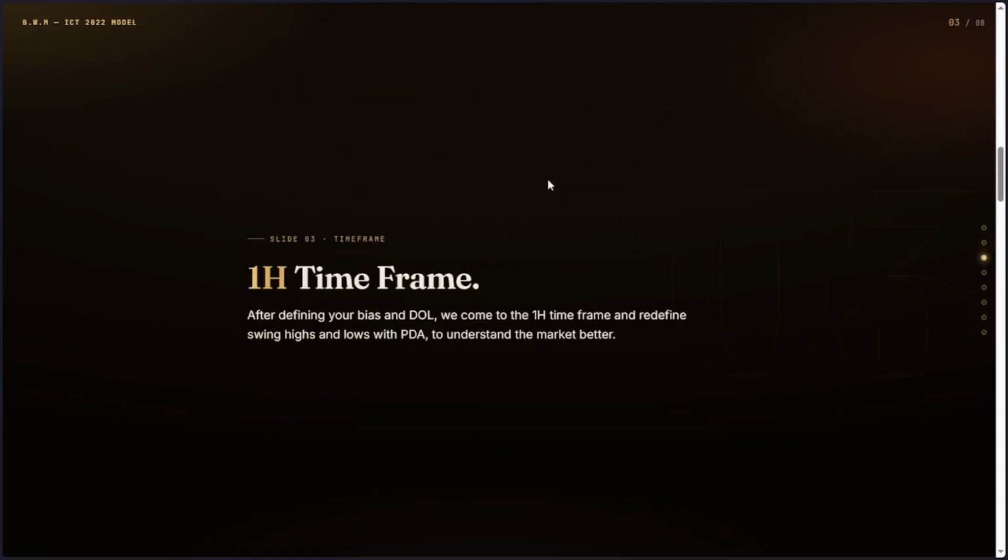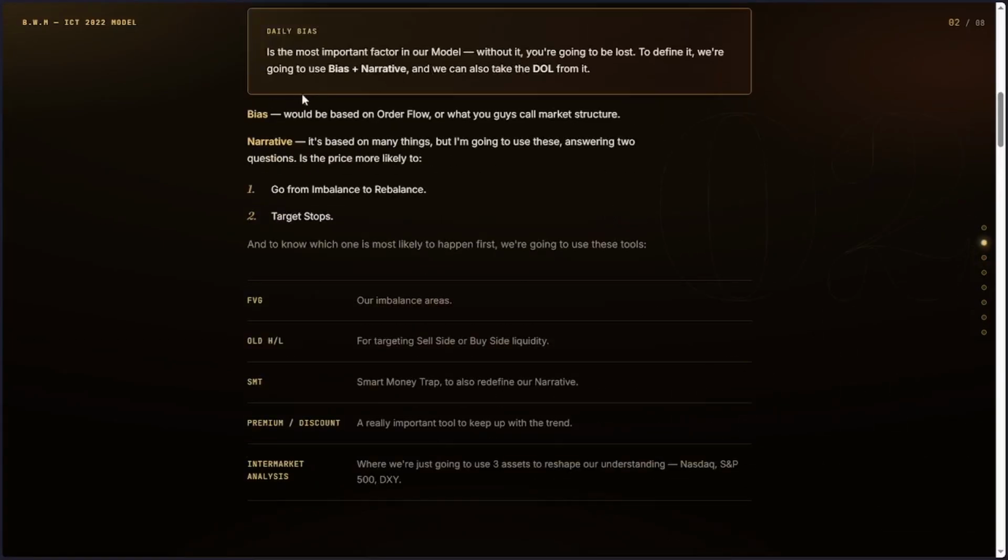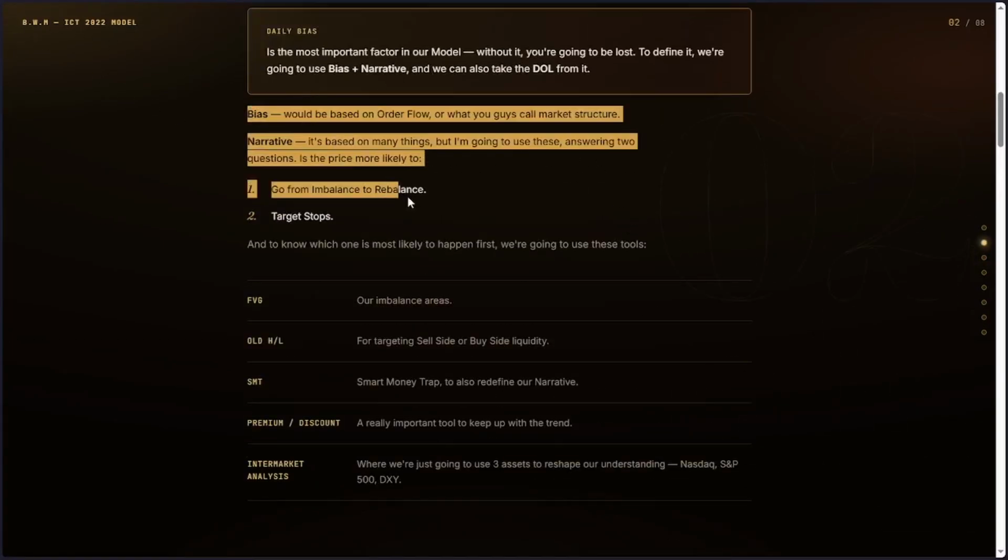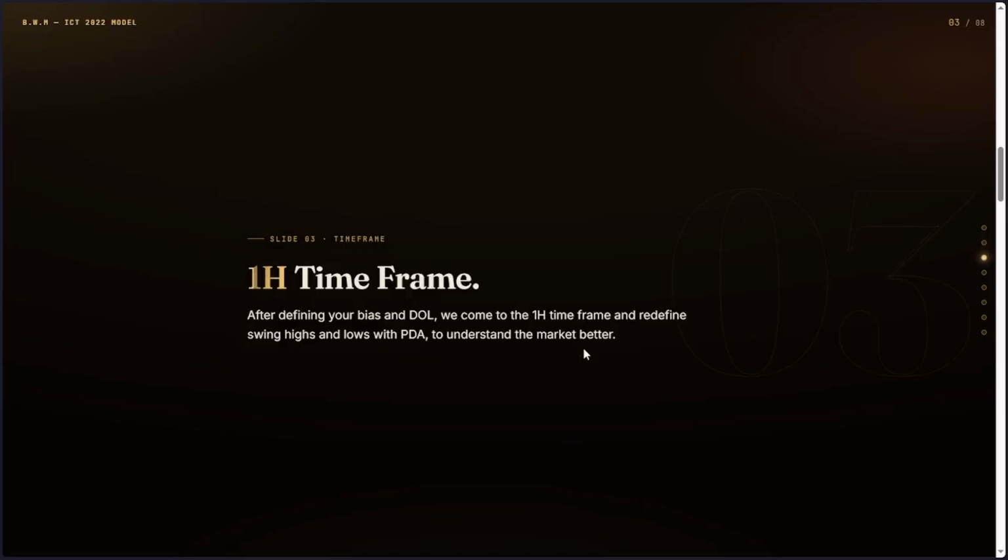So let's go to the next slide, which comes after knowing our bias and defining it based on those two things. We're going to go to the 1 hour time frame. We're going to highlight the old highs and lows, and also swing lows and highs and PD arrays that actually matter for us. We may make some retracement from them.